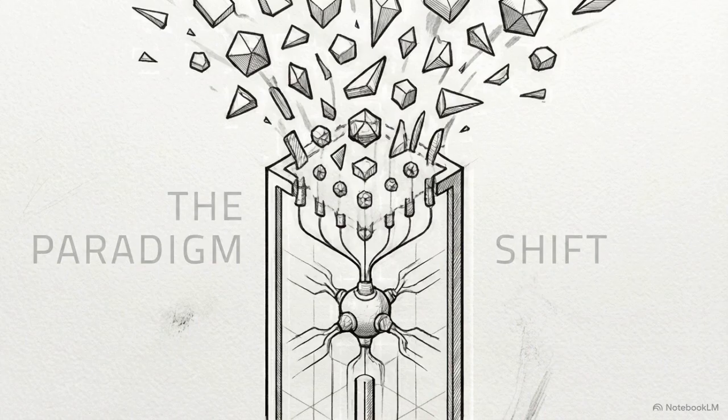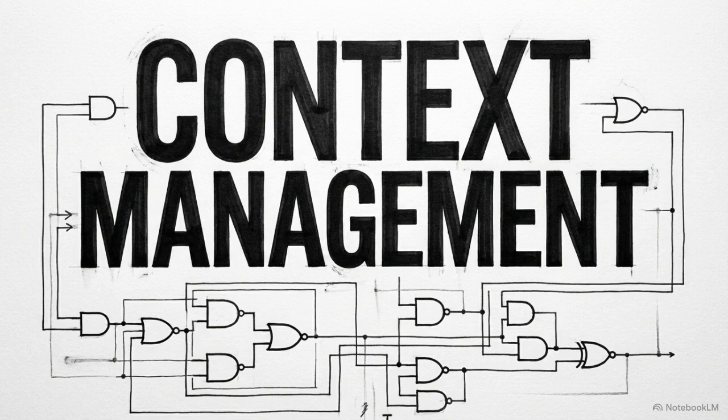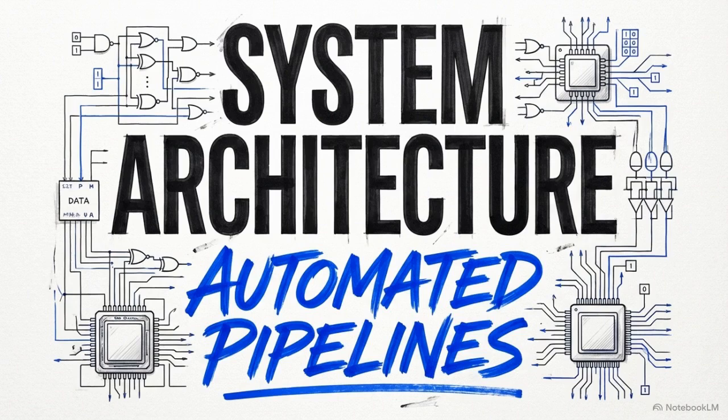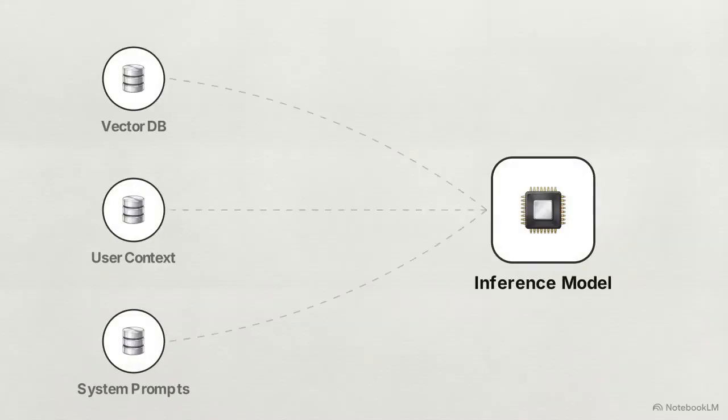Andrej Karpathy, a pioneer of modern deep learning, observes that while English is the new programming language, the core engineering skill has shifted. It is now about managing the context window. This approach is called context engineering. It is the discipline of building dynamic systems that deliver precise, relevant information to a model at the exact moment of inference.